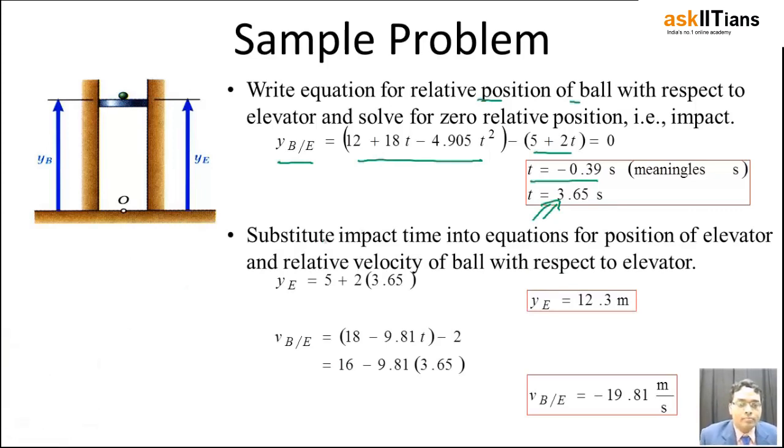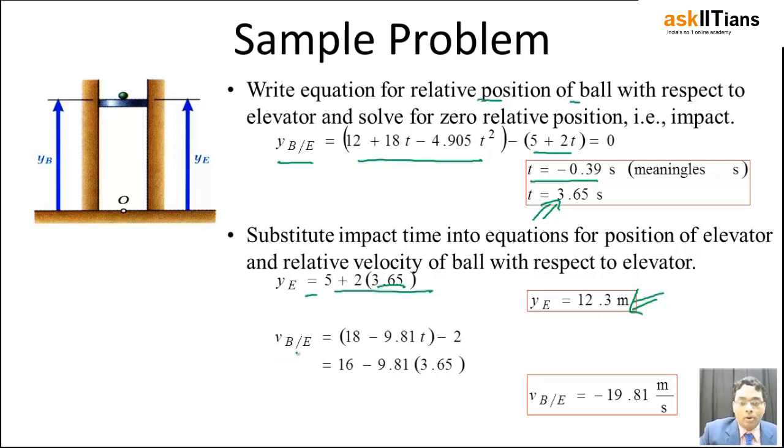Taking it further, what will we get if we substitute the impact time into the equations? Because you already know the time, by that time how much would be the position of the elevator? That is going to be given by this. If you solve it out, this is going to be 7.3, that is 3.65 times 2, so 7.3 plus 5, which is 12.3. So 12.3 meters is the height of the elevator.